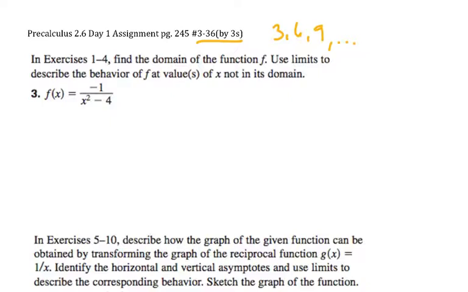So taking a look at our function, notice there's an x in the denominator, and anytime that we're looking for a domain and we have a denominator, we don't want anything that would make the denominator a 0. So of course there's many ways of doing this. Algebraically, you can just say I'm going to take the x squared minus 4 denominator, set it equal to 0, and see what algebraically comes out.